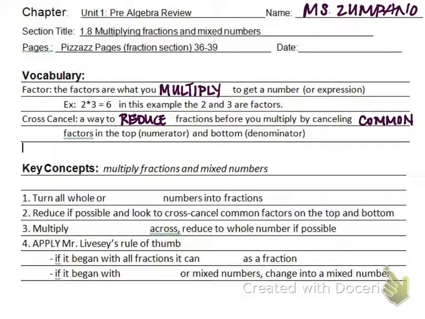So for our first step under these key concepts, we're going to turn all whole or mixed numbers into fractions. So we're going to convert them. The next thing we're going to do is to reduce if possible, and look to cross-cancel common factors on the top and the bottom. The third thing is to multiply straight across by reducing the whole number if possible.